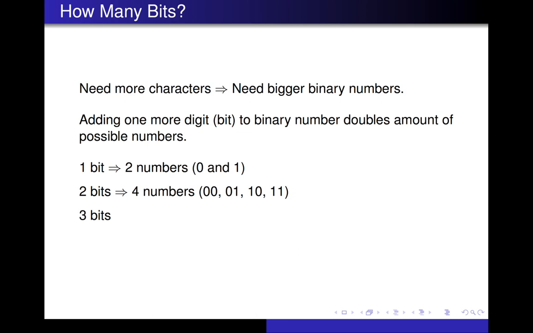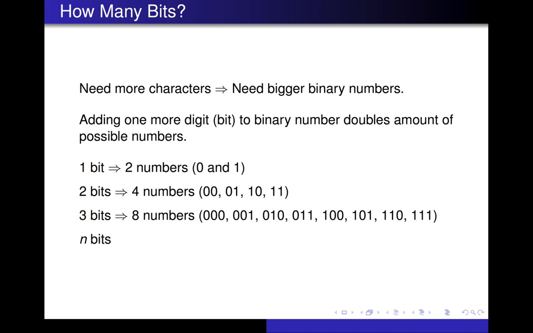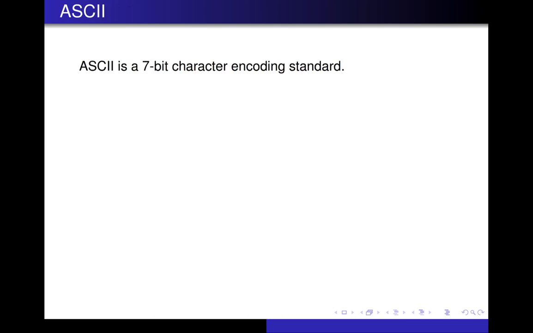If you have 3 bits, that's going to give you 8 possible numbers. I'll let you count those out and see that those are all the ones that you can have. And you can sort of see a pattern emerging, right? The 2 is 2 to the 1, the 4 is 2 to the 2, the 8 is 2 to the 3. If you have n bits, you're going to have 2 to the n numbers.